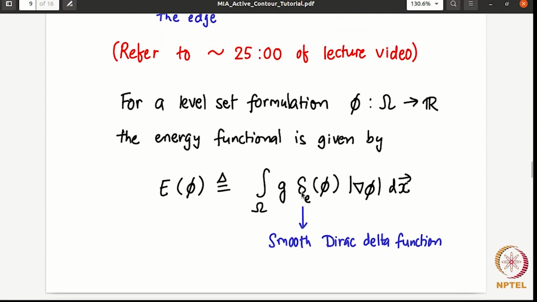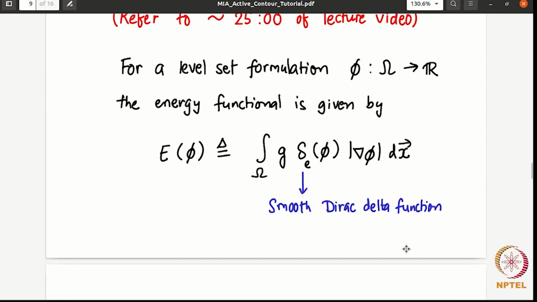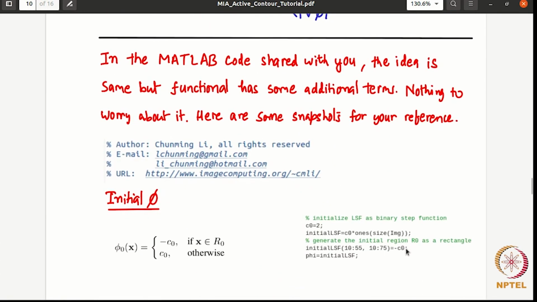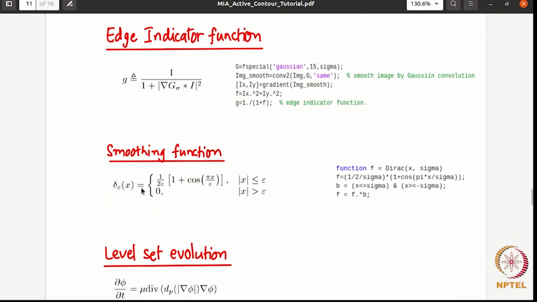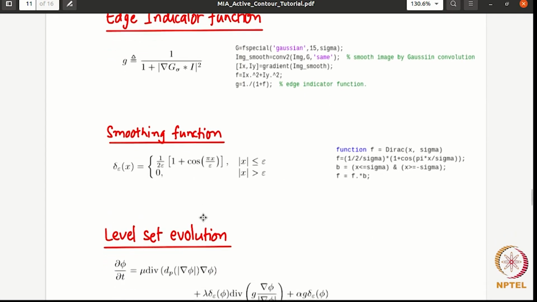Also here, please go to almost 25 minutes. Sir has explained that this is a smooth Dirac delta function. For the smooth Dirac delta function, sir has written 1 upon pi into epsilon upon epsilon square plus something, right? It was written like this, but here they have used some different formulation. So they are using this function to smooth it. You can use your own formula also, no problem.